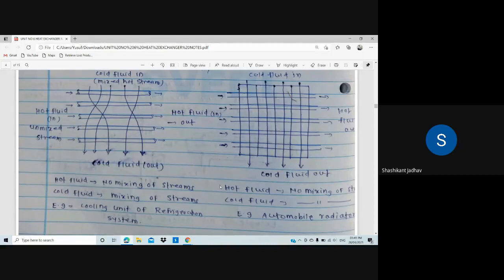Okay, so all of you write down the meaning of each. Hot fluid for the first diagram, no mixing of streams. Cold fluid, mixing of streams. An example is the cooling unit of the refrigeration system. In the second diagram, hot fluid, no mixing of the streams, and cold fluid is the same, no mixing of the streams. And the example is the automobile radiator. So all of you complete these two diagrams and write down the information given below the diagram.